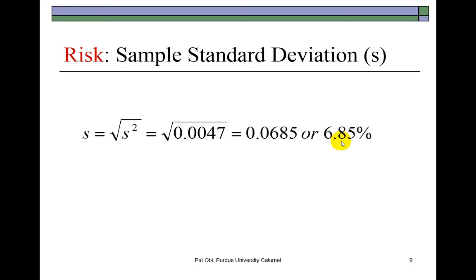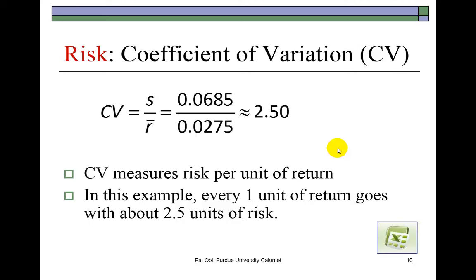And typically, most investment analysts would use standard deviation as their final and more succinct measure of the risk of an investment. Finally, you can also calculate the risk of an investment by calculating the coefficient of variation, which is simply the standard deviation divided by the mean. Here, it comes out to be 2.5.